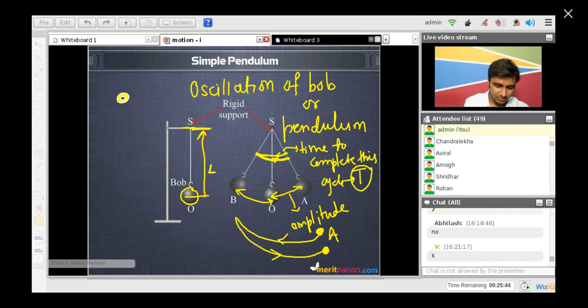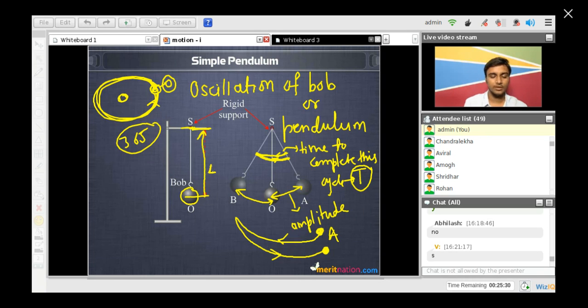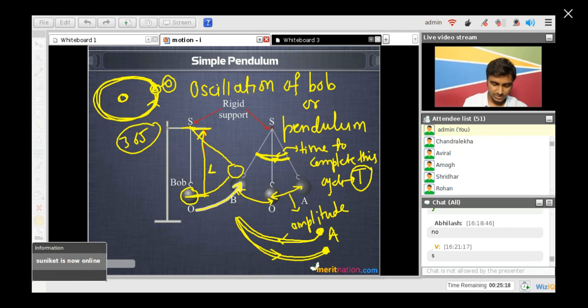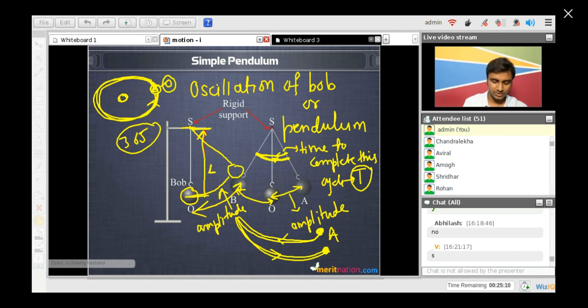In case of Earth and Sun, what was the case? If the Earth starts in a position, after 365 days it comes to this position only, right? Let's say it starts from O. So it comes back to O after 365 days. That is why this is the time period, time taken to cover from this point to this point. And what is amplitude? Let's say I displace it to this point. This distance is called amplitude between the two points A and O.